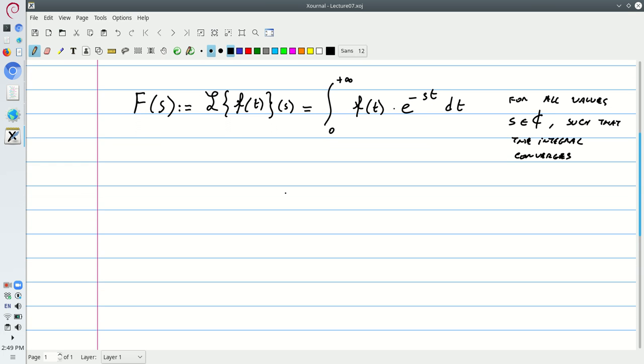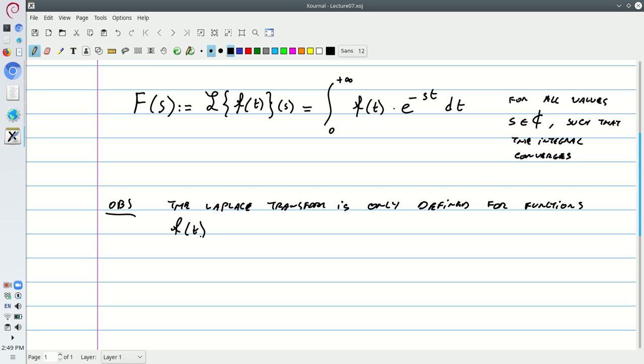So some observations about this definition. This is a definition. You give me an f of t, you integrate from 0 to infinity f of t times exponential of minus st in dt for all possible values of s such that this integral makes sense. There are some observations that I want to make. So first of all, the Laplace transform is only defined for functions f of t such that f of t is equal to 0 for all t that are negative.